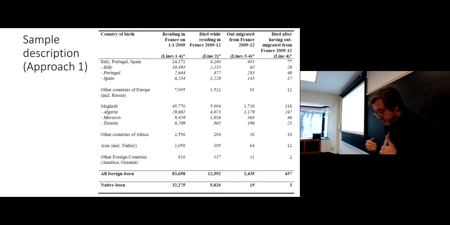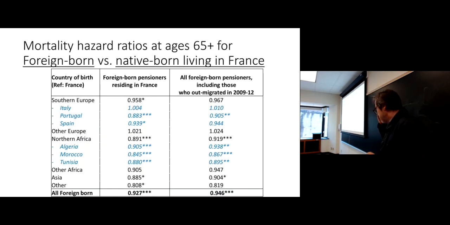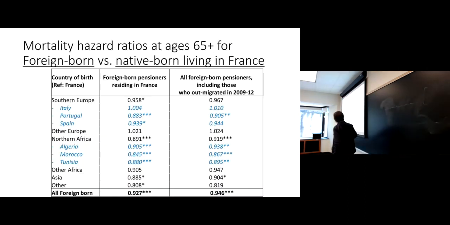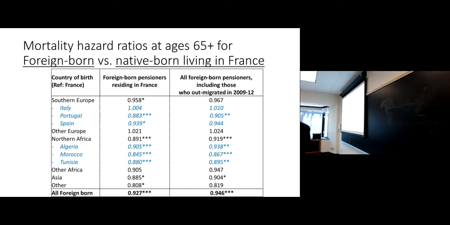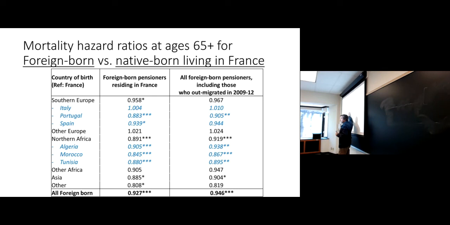Okay, so we know that those who leave have higher mortality than those who stay. What is the impact on the migrant mortality advantage with this first approach? So in this first comparison we are comparing only those who reside in France. This is just a classic health disparity study: we have people in France, maybe foreign born, maybe poor, and we're comparing these different groups. The reference group here is natives. We are documenting here the migrant mortality advantage.